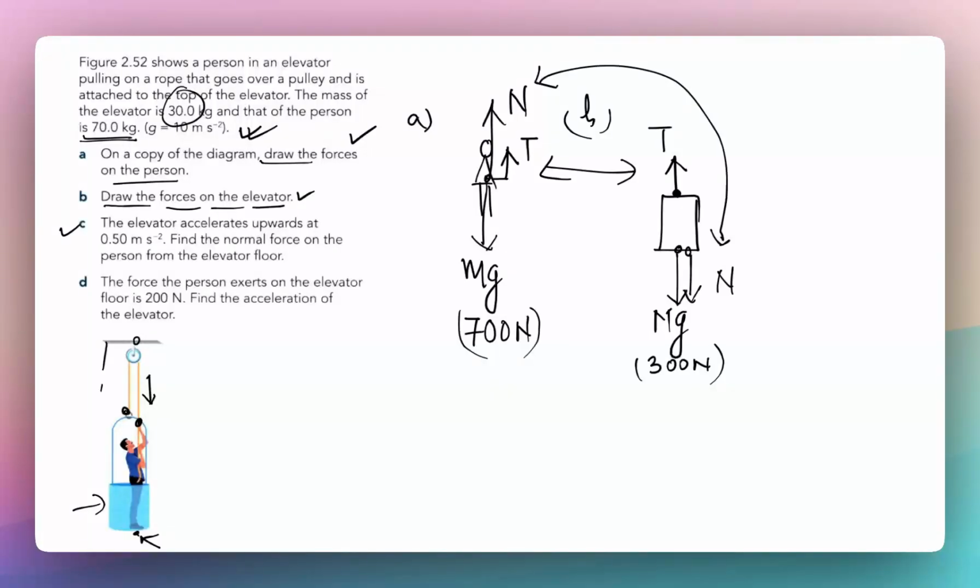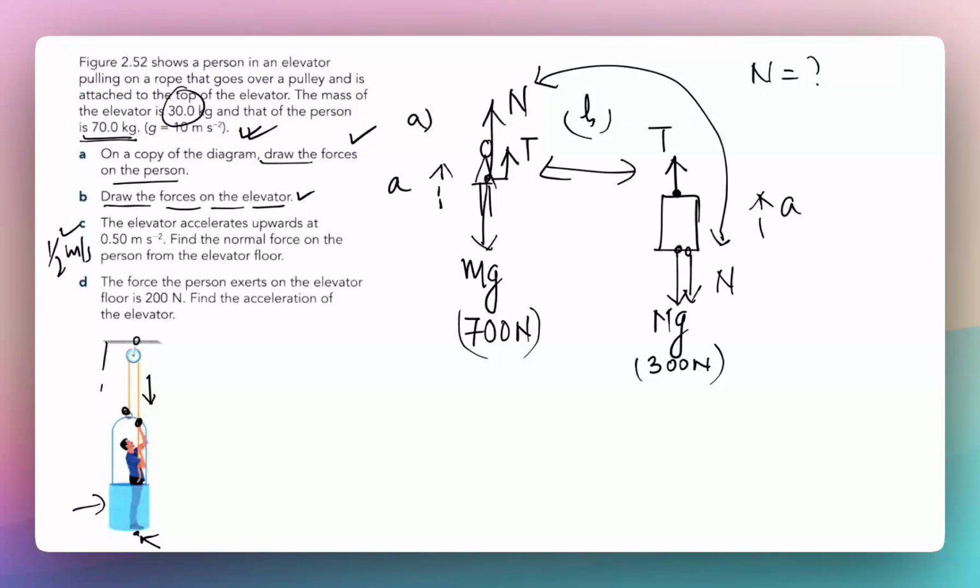Part C, the elevator accelerates upward at 0.5 meters per second square, which is half a meter per second square. And we have to find the normal force on the person from the elevator floor. So we have to find N when the elevator is accelerating upwards. Because the man is also in the elevator, both of them are going to accelerate upward with the same a. Try to visualize that because the rope is slipping in his hand.